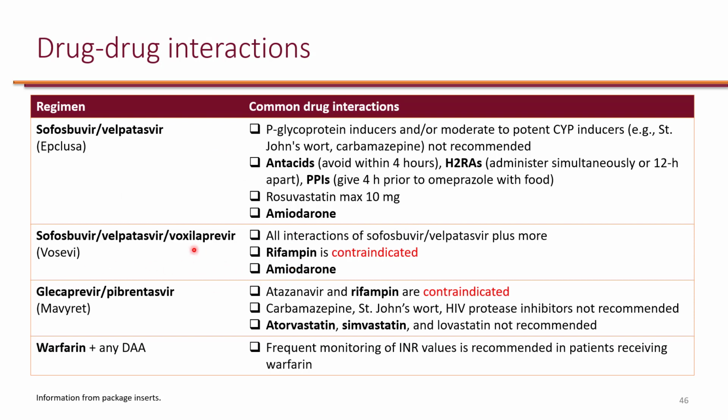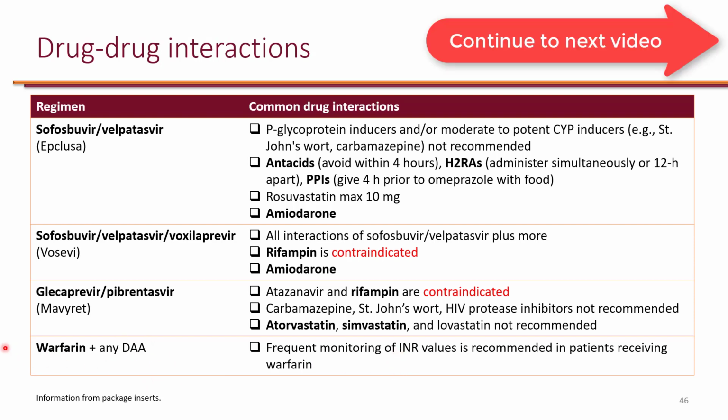Voxilaprevir is a protease inhibitor. Rifampin is a strong inducer of CYP3A and is contraindicated. For Mavyret, rifampin is contraindicated. Atazanavir is an HIV protease inhibitor, and that one specifically is contraindicated, whereas other HIV protease inhibitors are just not recommended. And one interaction that exists with all direct-acting antiviral agents is warfarin. Because all of them can affect warfarin, it's recommended to increase the frequency of INR monitoring. That one is basically just managed by adjusting the dose of warfarin based on INR.